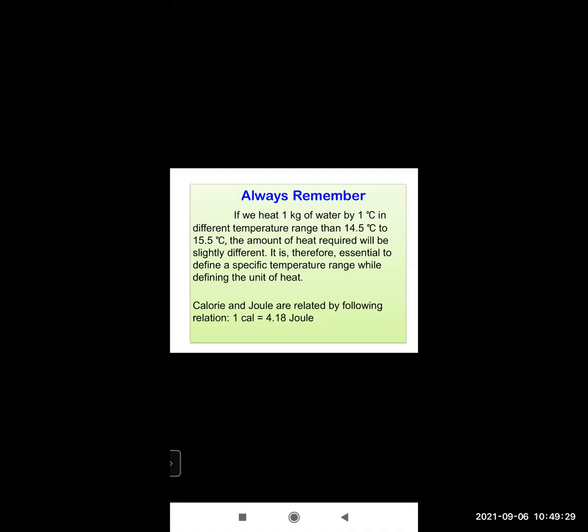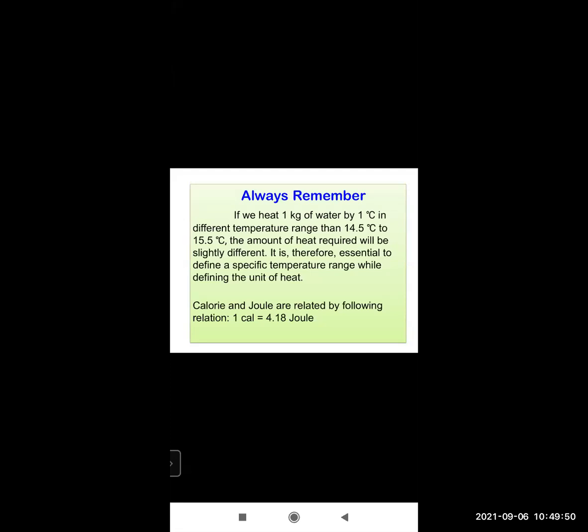Underline it and remember it, because this can be asked in objective type questions: 1 calorie is equal to 4.18 joule. You can repeat it in your mind. 1 calorie is equal to 4.18 joule. So this is the conversion relationship between calorie and joule.